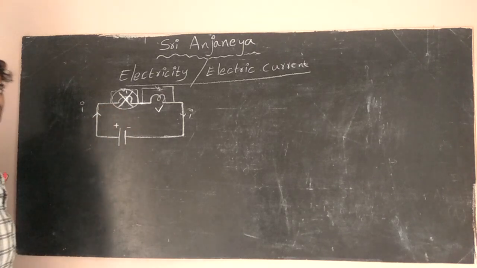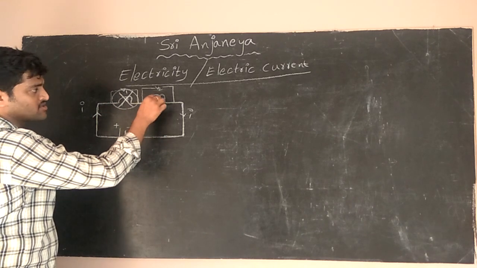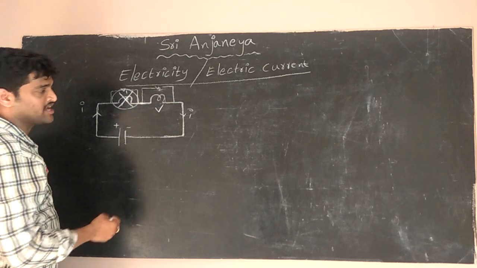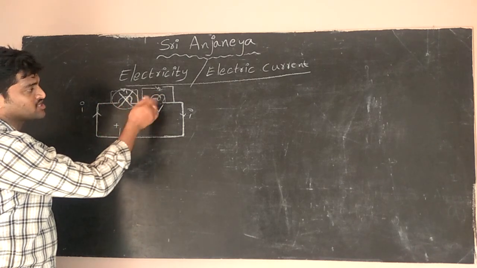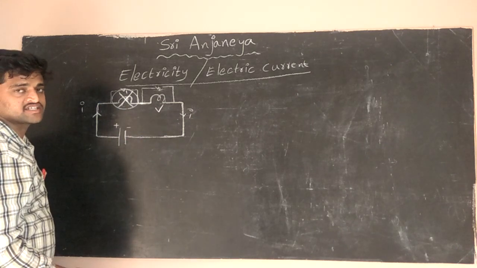Why? Because the filament of this bulb is broken. The same thing happened here also. Suppose the filament of this bulb is broken and this bulb is perfect, then also the circuit is broken here and there is no movement of the charge.